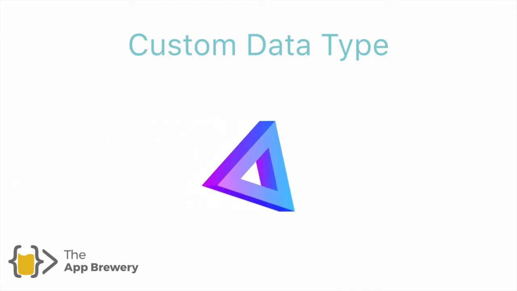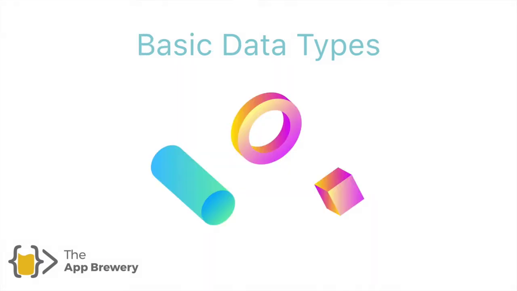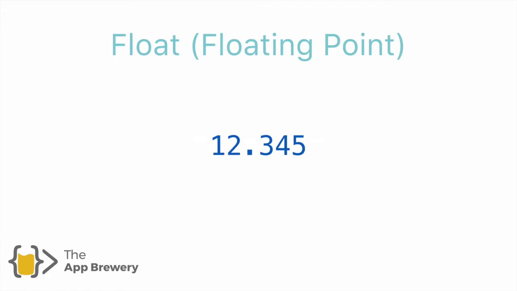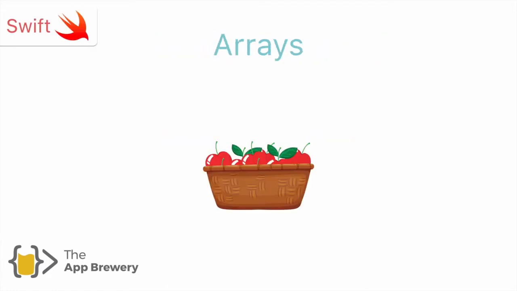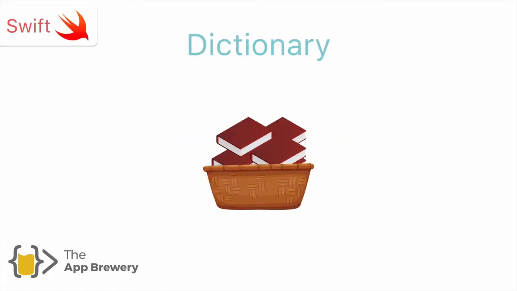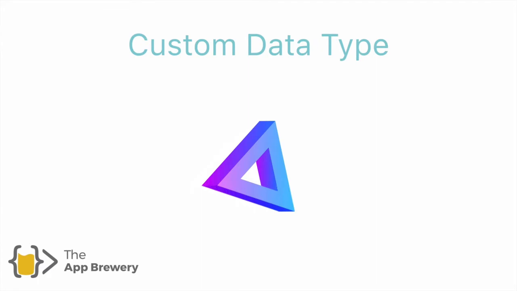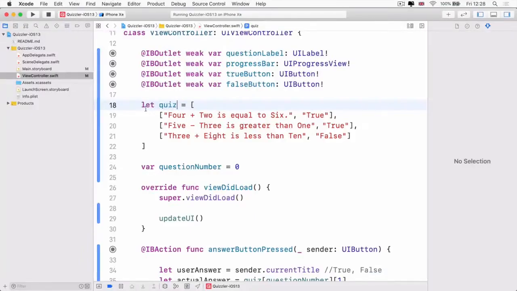Whereas previously we saw that there were loads of basic data types that come pre-built along with Swift, for example, strings, ints, floats, doubles, booleans, arrays, and dictionaries, you name it. There's a whole lot of different pre-built data types. But what if we needed our own data type, something that groups together related properties and behaviors? For example, our quiz questions.